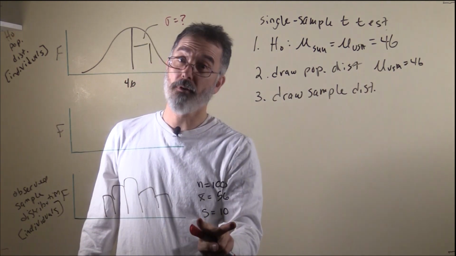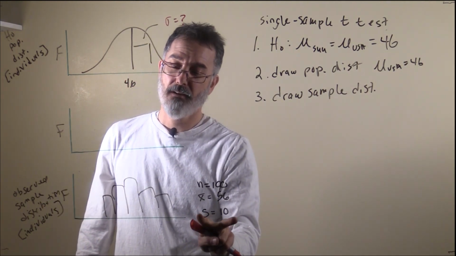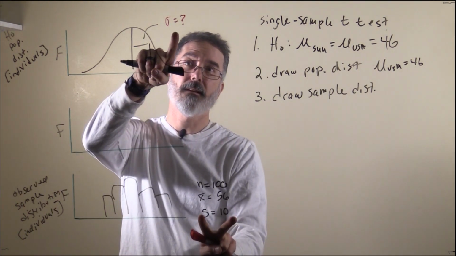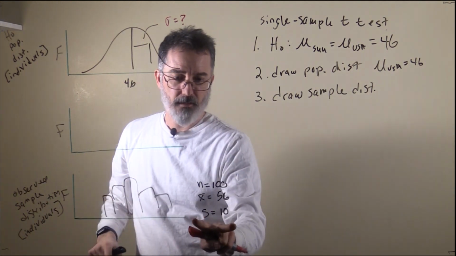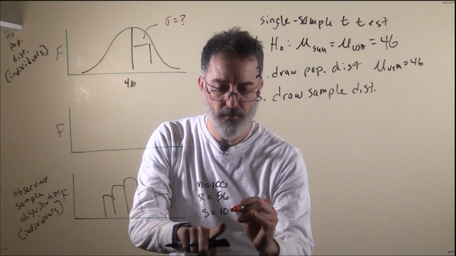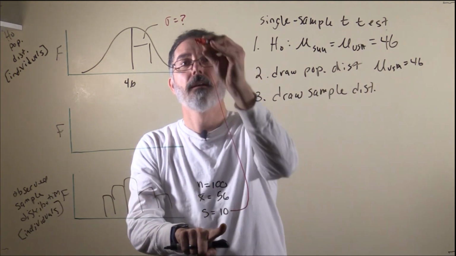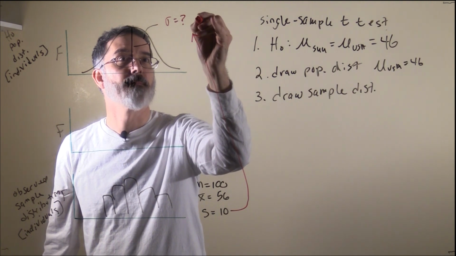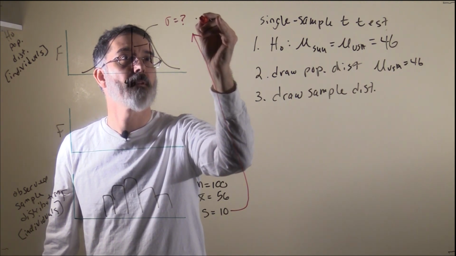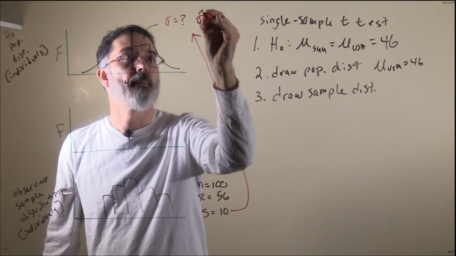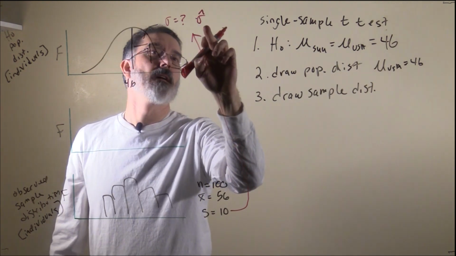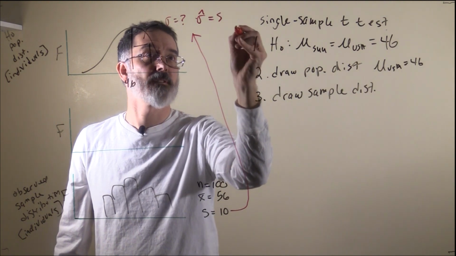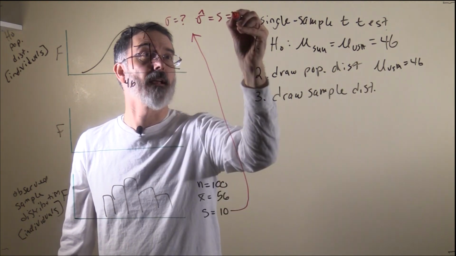But our sample gives us a guesstimate of what the population standard deviation might be. And what we're actually going to do is use our sample standard deviation as our best guess at our population standard deviation. So we're going to say our population standard deviation, our best guess, our estimate, sigma hat, is equal to our sample standard deviation, which in this case is equal to 10.